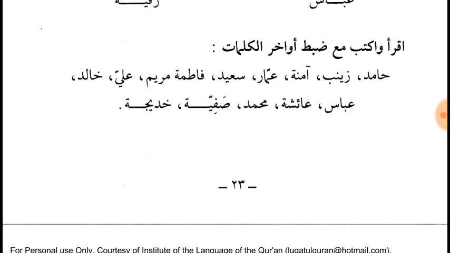Here they are telling you that for the names of males we use tanween at the end, and with the names of females we use dhamma at the end. Okay, read these names. Muhammadun, Khalidun, Hamidun, Yasirun, Ammarun, Saidun, علي عباس. آمنة، زينب، فاطمة، مريم، عائشة، خديجة، صفية، رقية. Okay.